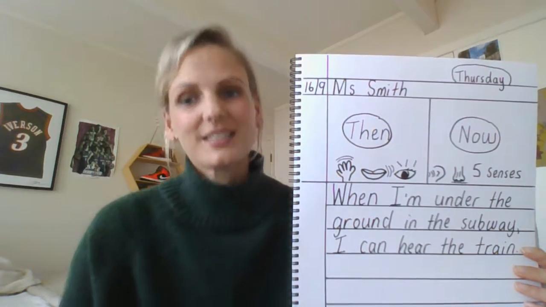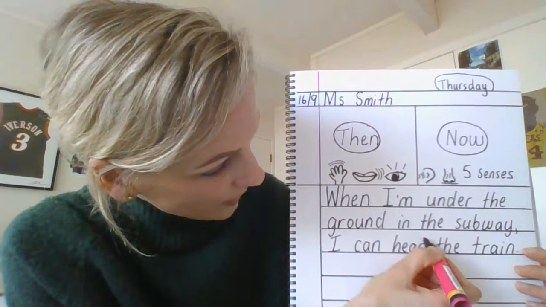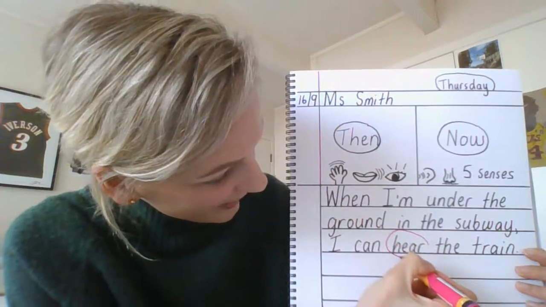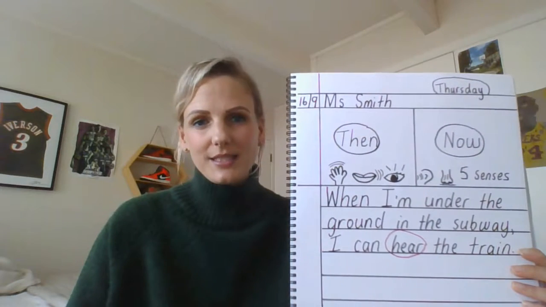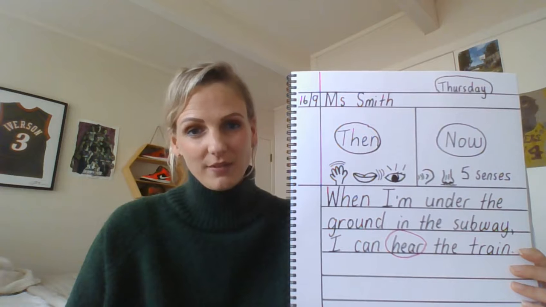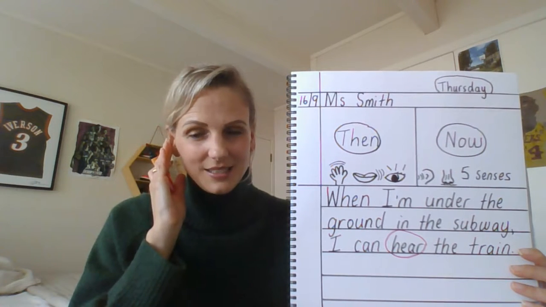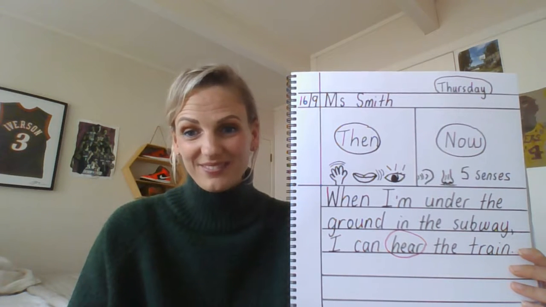I'm going to circle it and let's see if you guess the right thing. So I'm going to circle this word here. I can hear the train. So what sense was I using to imagine that part of my sentence? That's right, I'm using my ears to hear the sound of the trains in the subway.